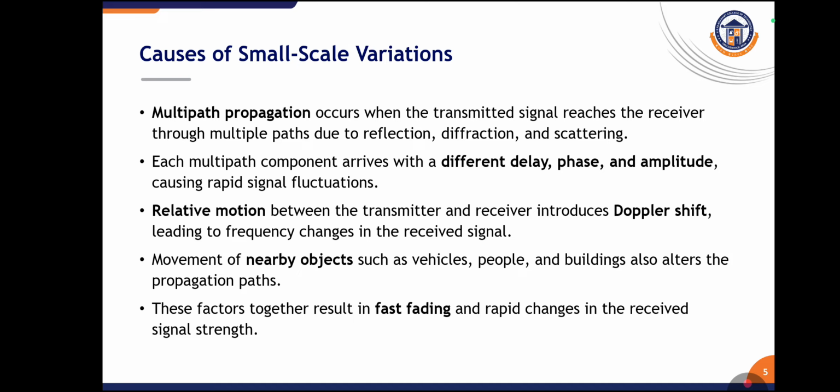Next, relative motion between transmitter and receiver introduces Doppler shift, leading to frequency changes in the received signal. Movement of nearby objects such as vehicles, people, and buildings also alters the propagation path. These factors together result in fast fading and rapid changes in the received signal strength. These are the main causes of small scale variations. It is mainly due to the Doppler effect.